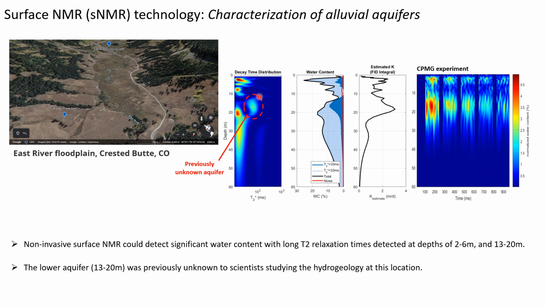So they were very surprised to know that, yeah, that's a second aquifer here. And this second aquifer was also confirmed by a more advanced surface NMR measurement, the CPMG measurement. So you can see two aquifers here: between 2 to 6 meters, and this one was previously known. And this is the second one between 13 to 20 meters.